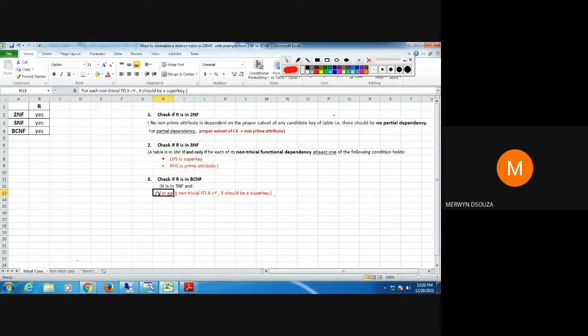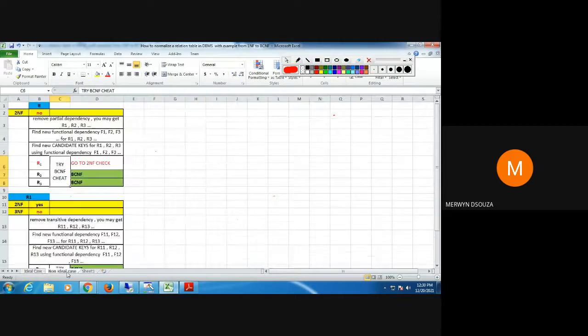So what we are going to do is take one relation R and check the non-trivial functional dependencies. The important thing is that for each non-trivial functional dependency, X should be a super key. That is, your left hand side should be a super key. So let's look at this.